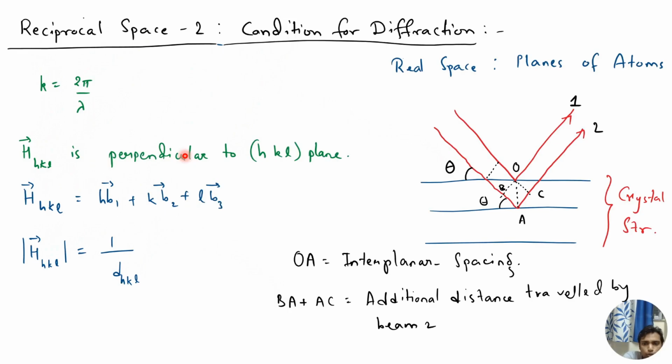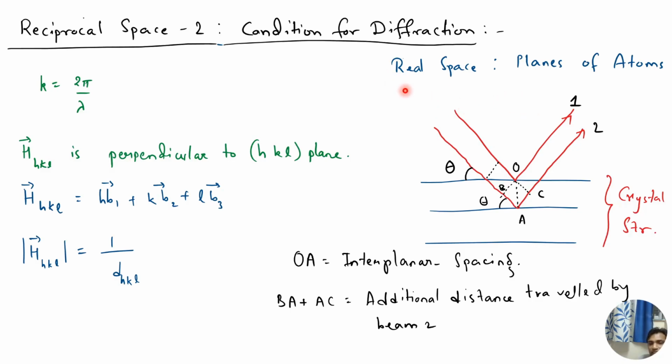Now let us look at what will be the conditions for diffraction and how do we know about it. We know that K is nothing but 2 pi by lambda, where lambda is the wavelength. So this is what we learned: H of HKL is perpendicular to this HKL plane, and HKL is defined by Hb1 plus Kb2 plus Lb3, and the magnitude of that is 1 by dHKL. So let us look at what is happening in real space.